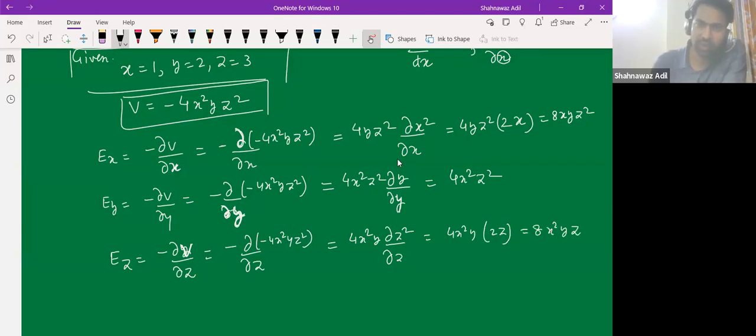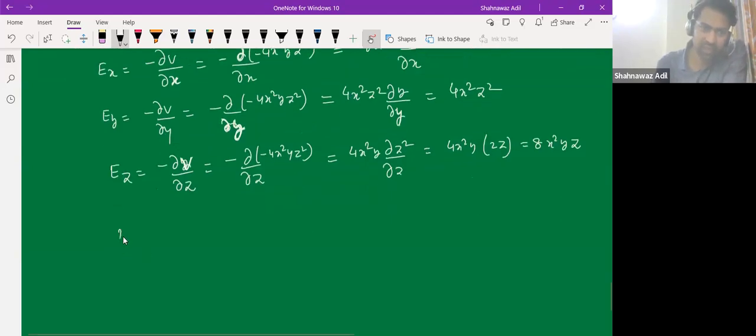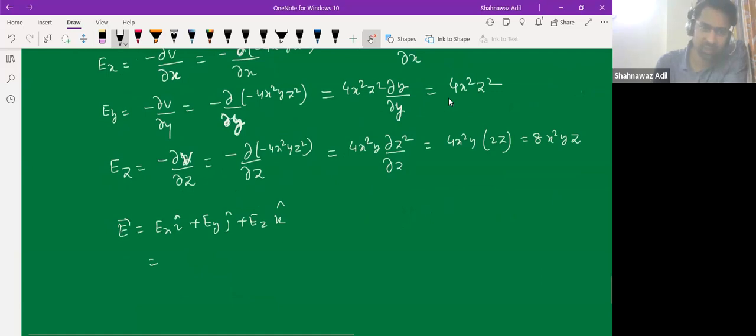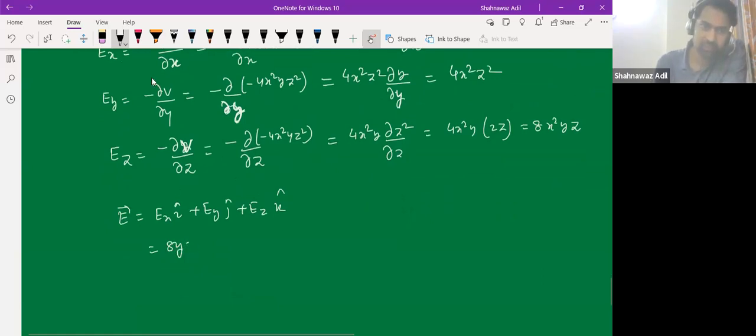So we have got all the components. Now we have to write a vector. So the vector is ex i, ey j and ez k. What was the ex component? 8xyz square. So this is 8xyz square i hat plus 4x square z square j hat plus 8x square yz k hat. So this is the electric field.